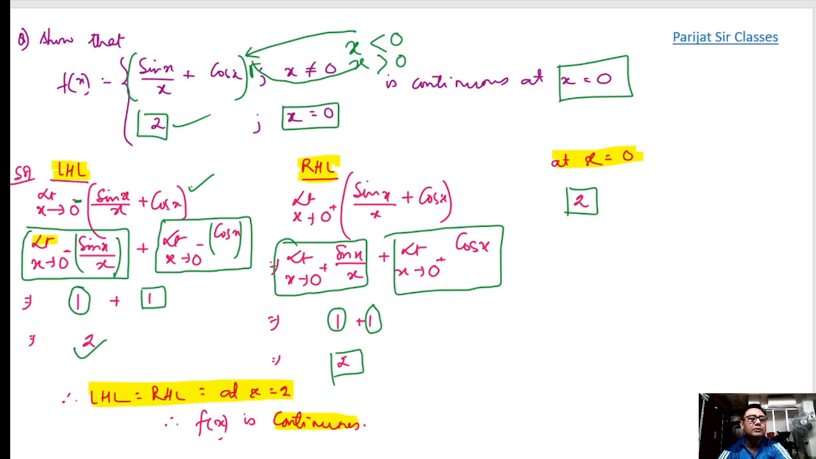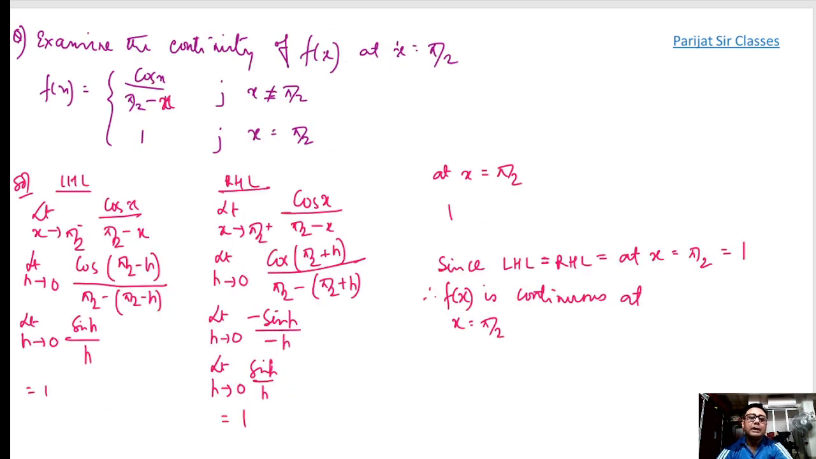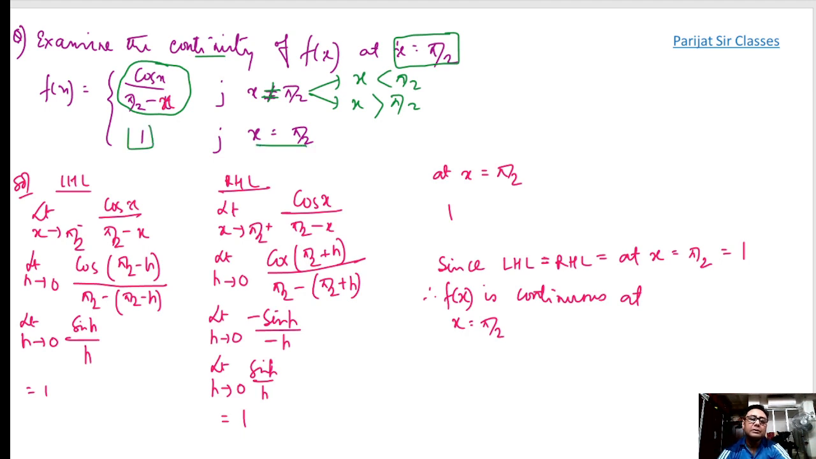Let's test the next one. The next sum says to examine the continuity of the function at x equal to pi by 2. We have to test it. So this is for less than or equal to pi by 2. That means I can test it for x less than pi by 2 and x greater than pi by 2, and I will choose this function. Clear? And at pi by 2 I will choose this function.